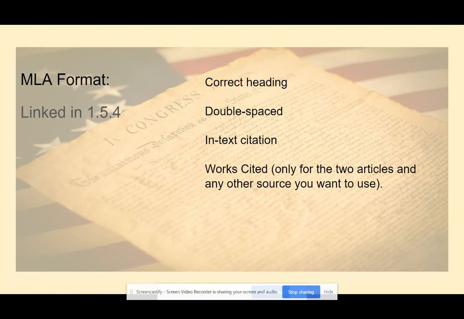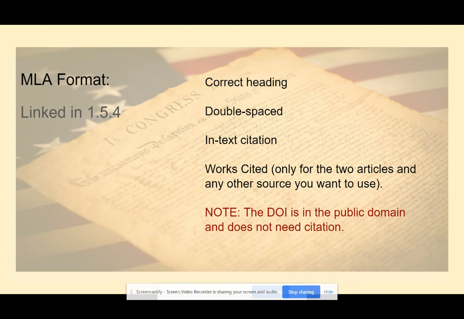You will need the works cited for these articles and any other source you use. The only thing you don't need to put in that works cited is the DOI itself. It's a public document. It's in the public domain, so it does not need citation. It would be handy, though, if you did put the reference number of the paragraph. Okay, so we can say, like, according to the Declaration of Independence, paragraph 5. Yes. So that's all you need.